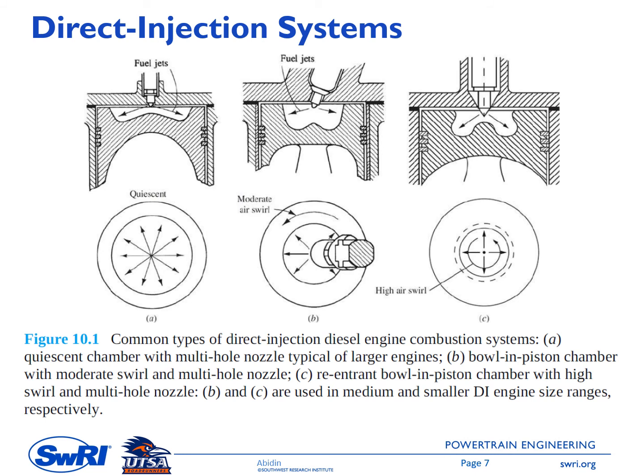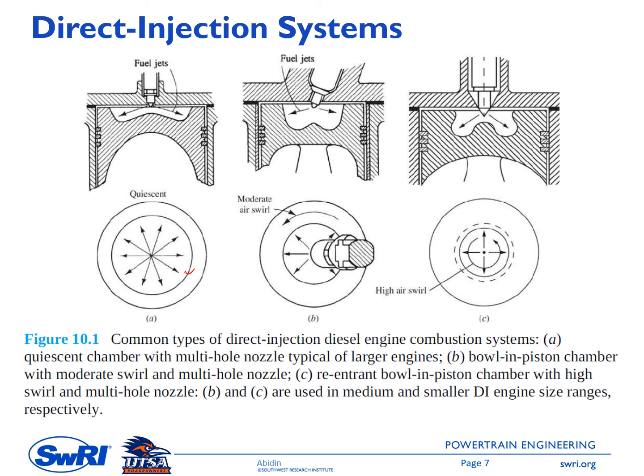This figure shows different varieties of the direct injection system. The figure on the left side, A, is a direct injection system with a quiescent condition, so no swirl and no tumble of the mixture inside the chamber. And you can see that there is more than one nozzle. Here we have 1, 2, 3, 4, 5, 6, 7, 8, 9, 10. So there are 10 nozzles here.